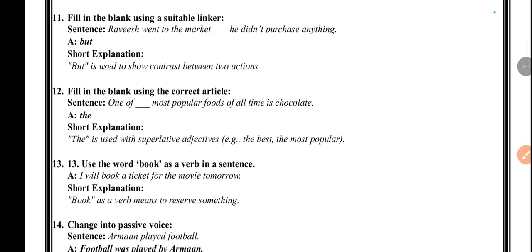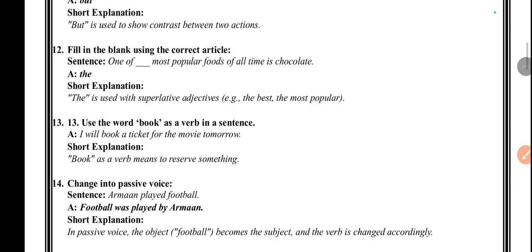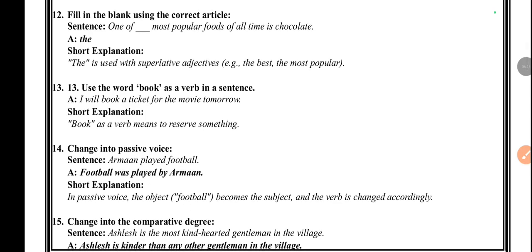Question number 11: fill in the blank using a suitable linker. Sentence: Ravisha went to the market dash he didn't purchase anything. The answer is but: Ravisha went to the market, but he didn't purchase anything. But is used to show contrast between two actions. Question number 12: fill in the blank using a correct article. One of dash most popular foods of all time is chocolate.